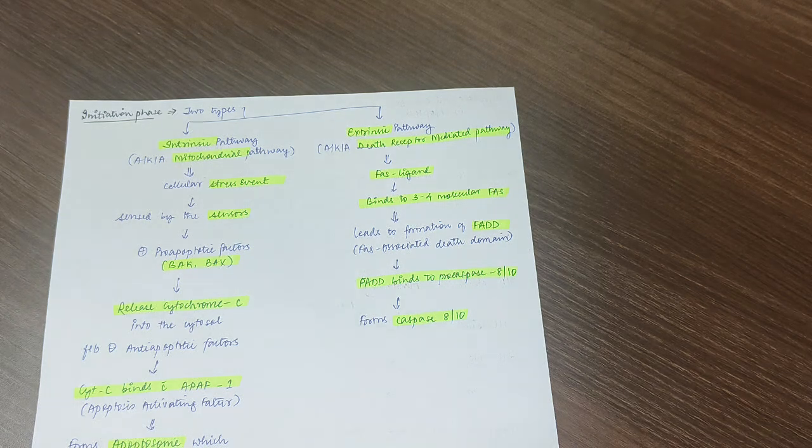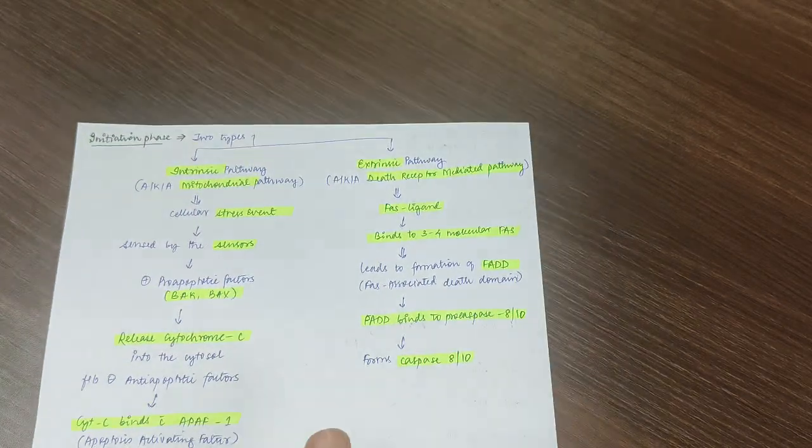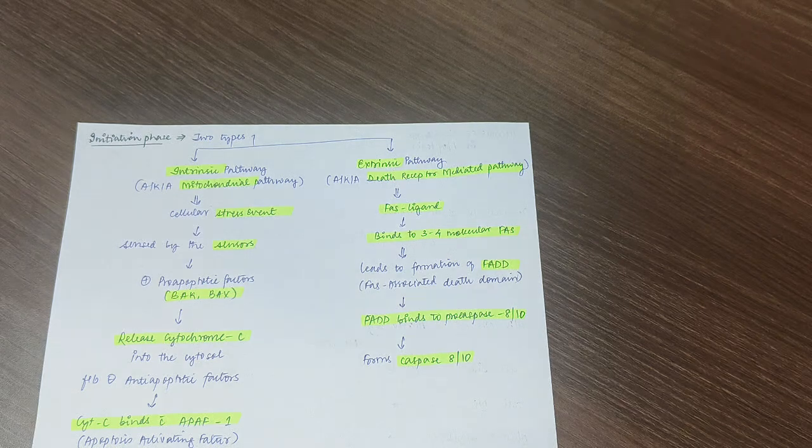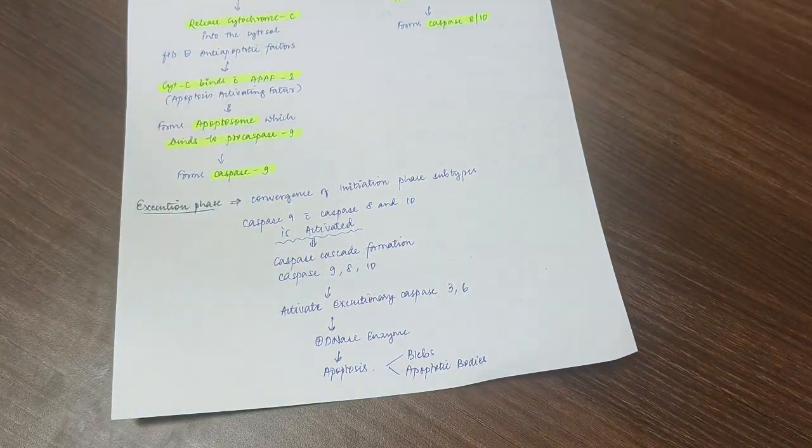There are 2 types of caspases. One is initiator caspases, that is 9 in case of the intrinsic pathway, 8 and 10 in case of the extrinsic pathway. The next type I'll tell you about is called executioner caspases, which I'll explain in the execution phase. So next we are going to the execution phase. What happens in the execution phase?